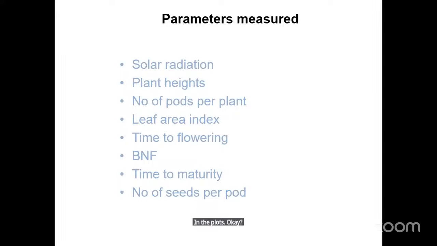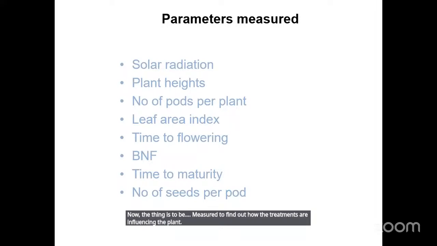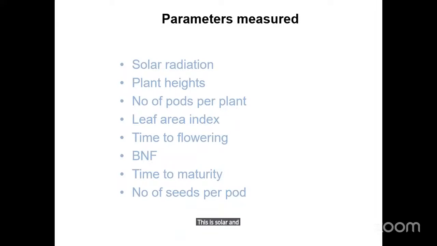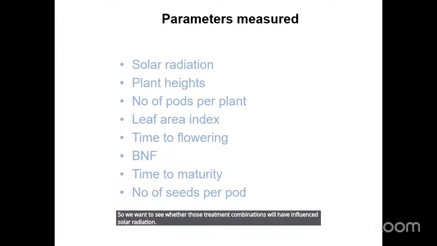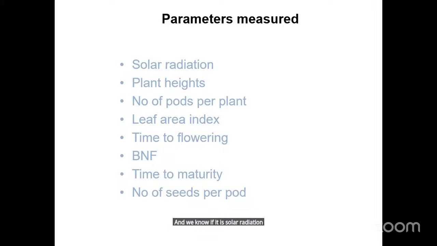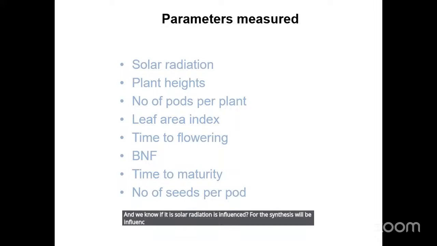Now, the thing to be measured to find out how the treatments are influencing the plant is solar radiation, because within an intercrop, light is an issue. The taller crop is likely to affect the shorter crop. So we want to see whether those treatment combinations will have influenced solar radiation, and we know if solar radiation is influenced, photosynthesis will be influenced, and ultimately the yield of one of the crops might be affected.